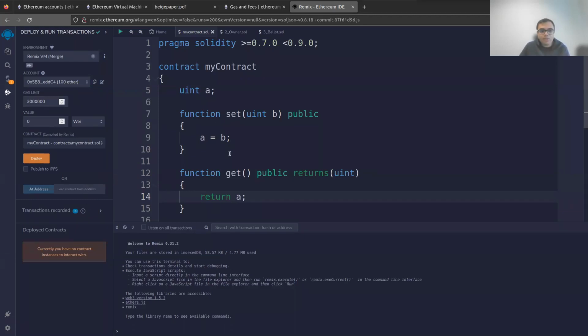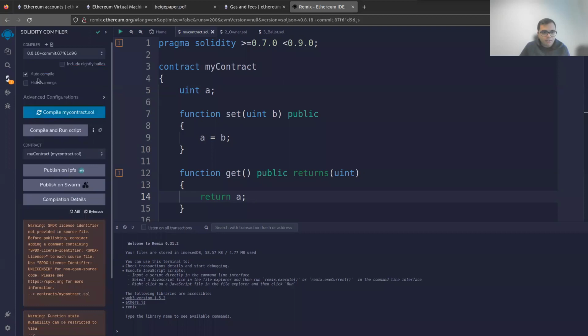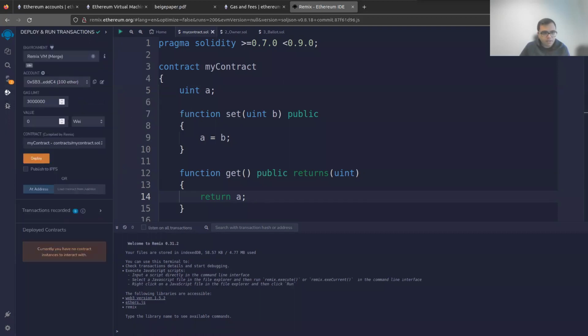So what do I have to do when I write a contract in Solidity? Well, first, I have to compile it. Here I have auto-compile, so it has already compiled it, but I can do it again. And then I have to deploy it. If I click here, it will deploy. But what does deploy actually mean? You see, it says that deploy is going to be a kind of transaction.